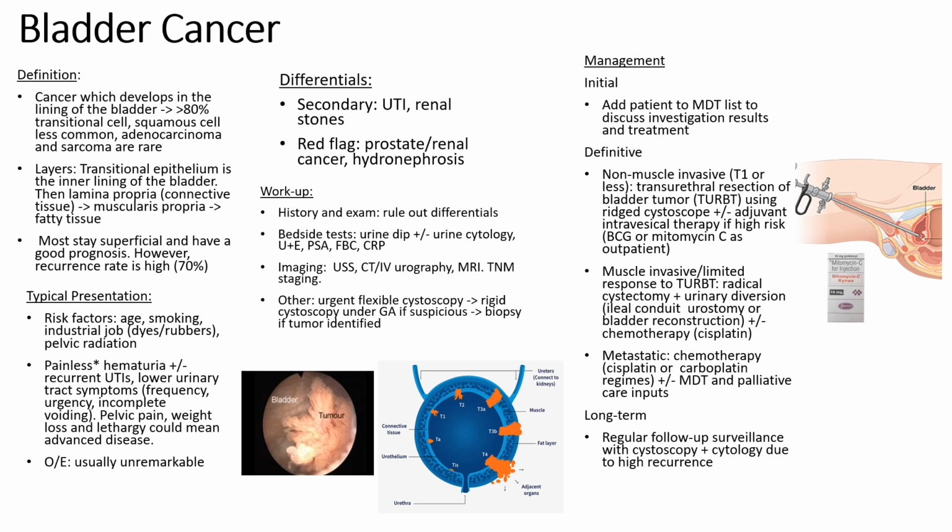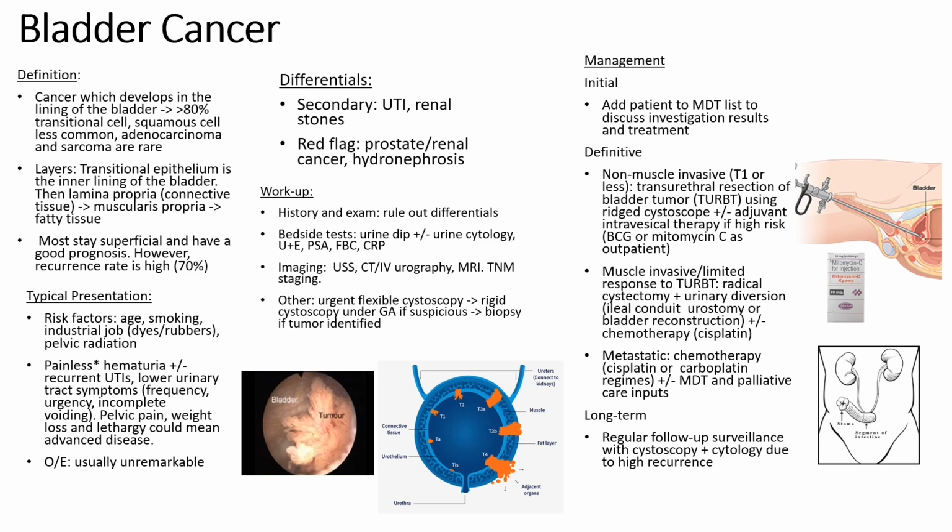For tumors that have invaded the muscular layer and are not responding to TURBT, the specialist will consider removing the bladder entirely, a radical cystectomy, and then creating a urinary diversion with the small bowel in the form of either a urostomy or bladder reconstruction. If the patient has metastatic disease, other chemotherapeutic regimes are given like cisplatin, and we also need MDT plus palliative input to see what the best course of action is for the patient. Since recurrence rates are high for bladder tumors, we need to have regular follow-up and surveillance with cystoscopy and cytology as long-term management. So that's bladder cancer done.